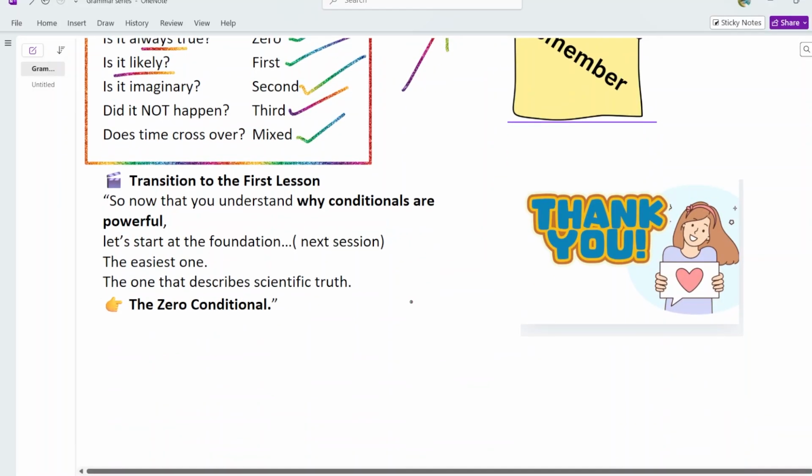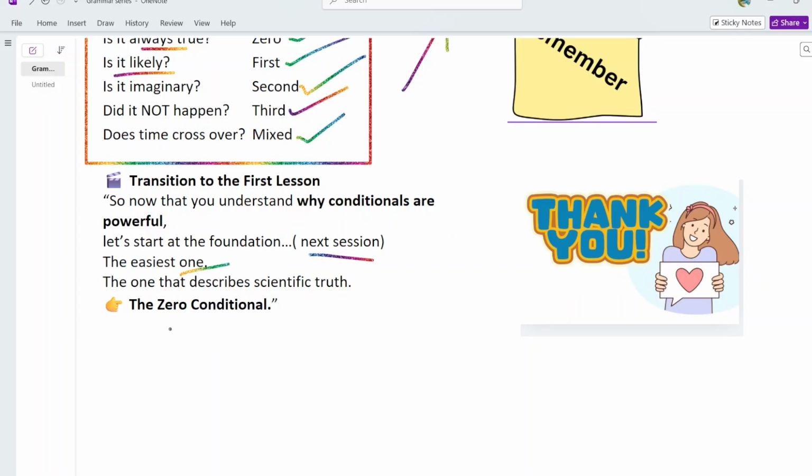So now that you have understood why a person really needs to know the conditionals, we are going to start with the easiest one in the next class, that is by next session. The easiest one is the zero conditional, and we are going to start this particular series with zero conditionals itself. All right, so this is not just grammar, guys. This is how English speakers think about possibility, decisions, and consequences. And we are going to go into this particular topic step by step, so don't worry.